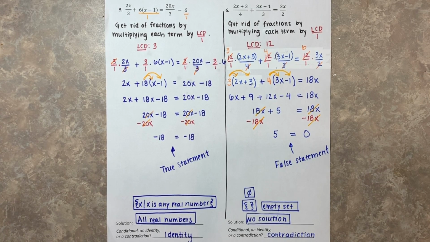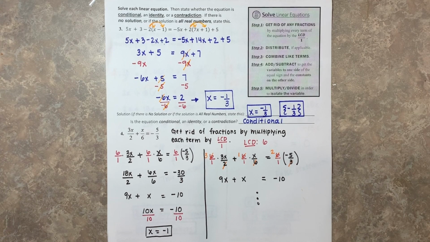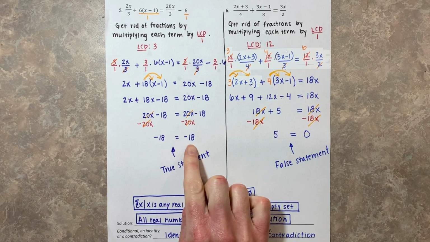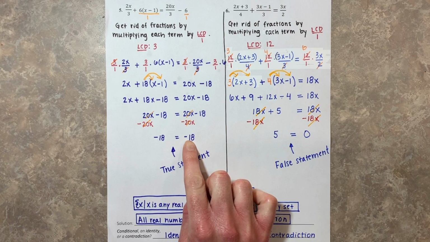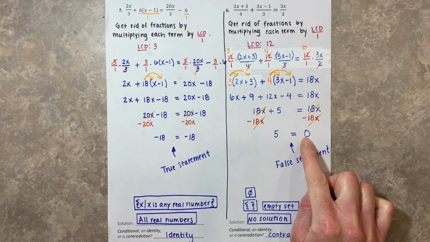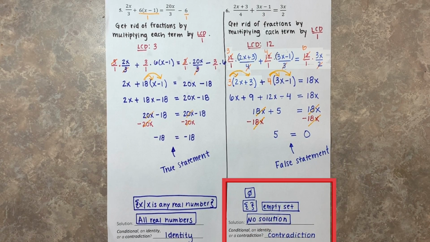So we've now seen examples of the 3 different types of equations. If you solve an equation and you get the answer x equals some number, like x equals negative 1/3 or x equals negative 1, that is a conditional equation. If you solve an equation and you get a true statement, both sides of the equal sign look identical, that means the solution is all real numbers, and we call that type of equation an identity. If, on the other hand, you solve an equation and you get a false statement, the solution to that equation is no solution, and we call that type of equation a contradiction.